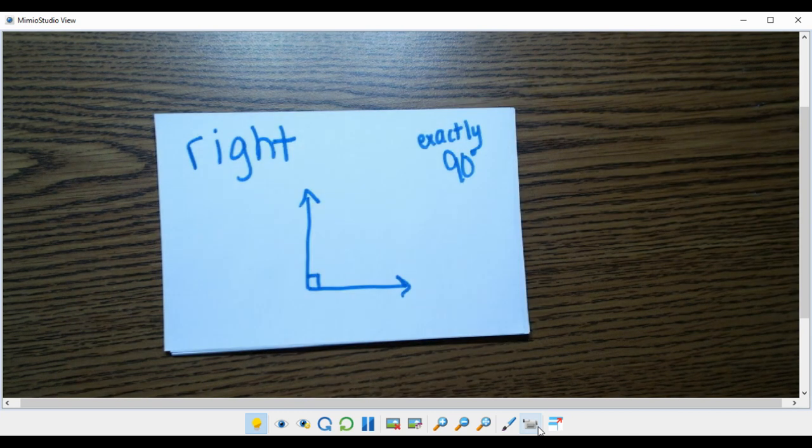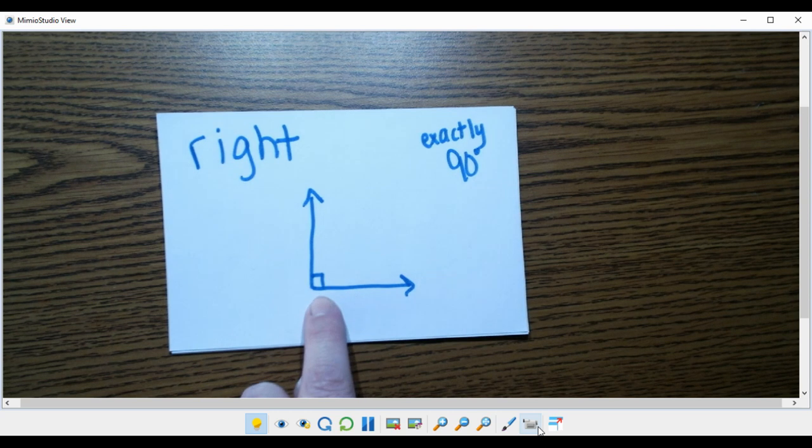Okay, let's talk about the types of angles when we classify them. This is a right angle. It is exactly 90 degrees. We have this little box that we put in the corner. That's what convinces us that it really is 90 degrees.